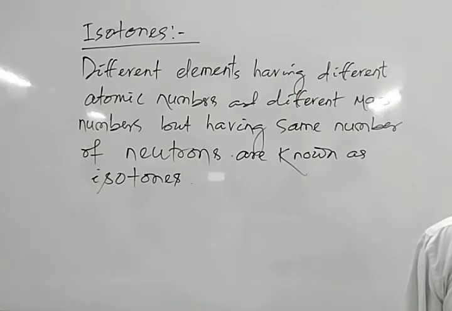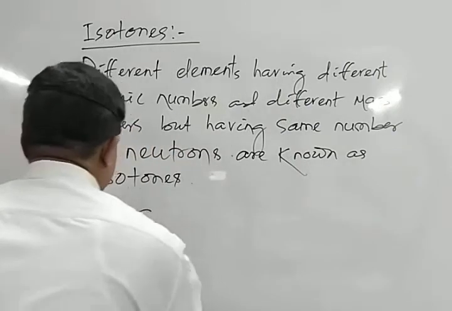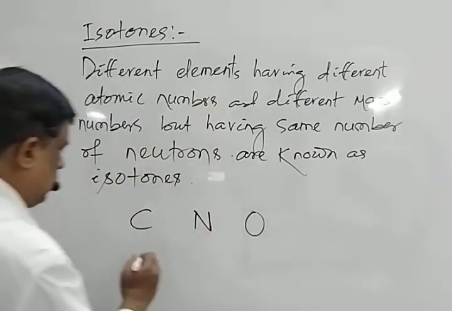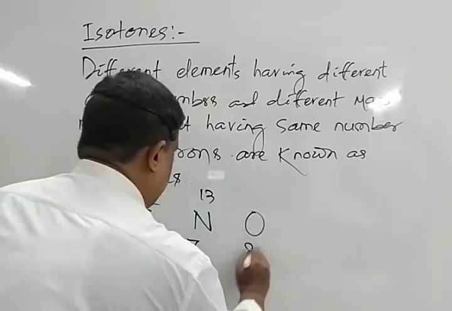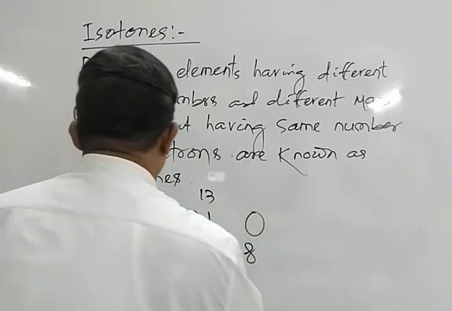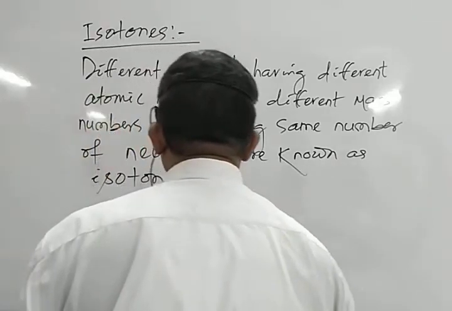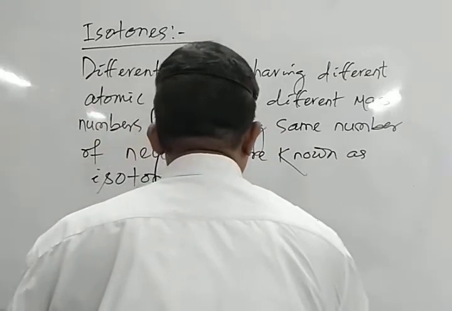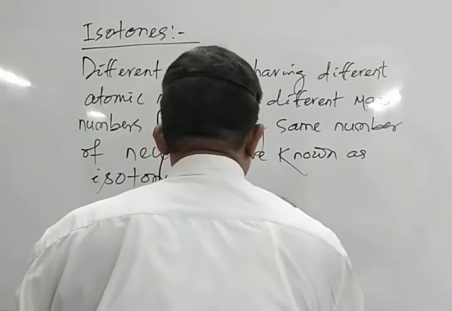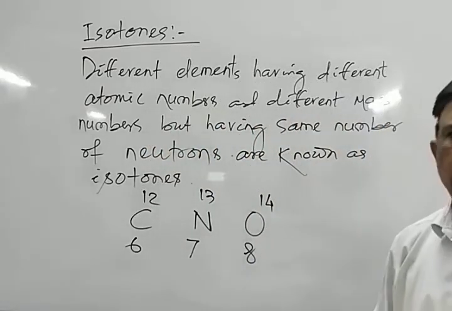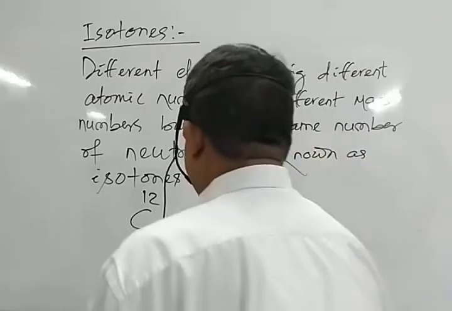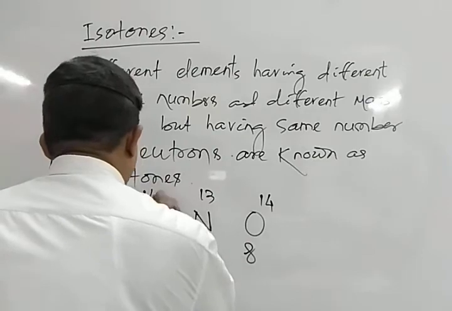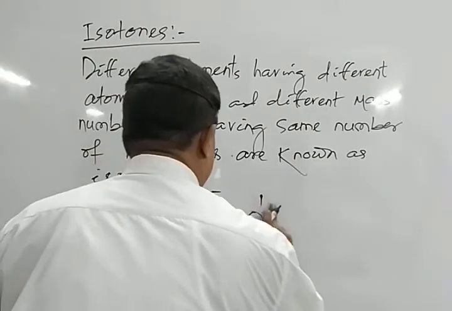isotones. Suitable examples of isotones are carbon, nitrogen, oxygen. That is C 6 13, nitrogen 7 14, oxygen 8 15. Mark that, suitable examples are there. Carbon, nitrogen, oxygen. That means carbon 6 14, nitrogen 15, oxygen 16.